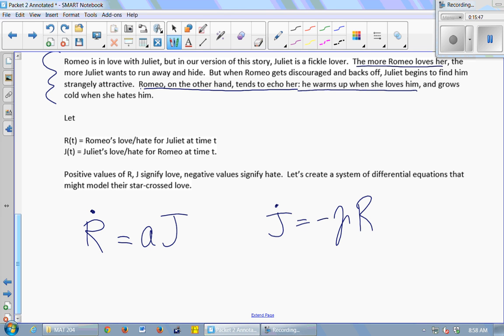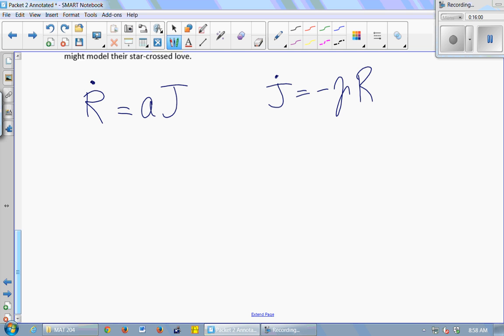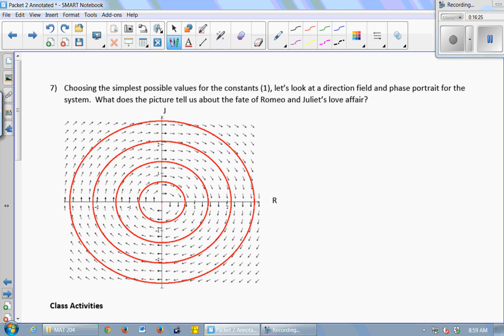All right, so for the purposes of trying to analyze what's going to happen with these two, if they get together, can their love last? Will they make a good couple? To analyze it, I'm just going to choose the easiest values for the coefficients. And we're going to say r dot equals j and j dot equals negative r. Just choose one for both coefficients. And this is going to be the system that models their feelings.